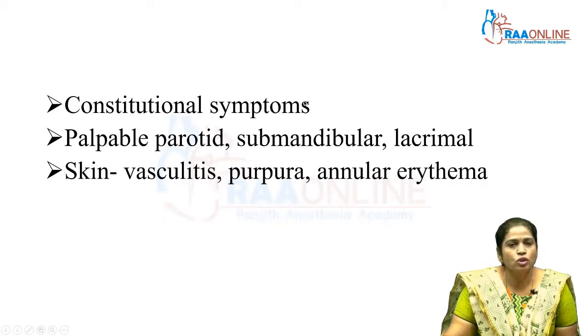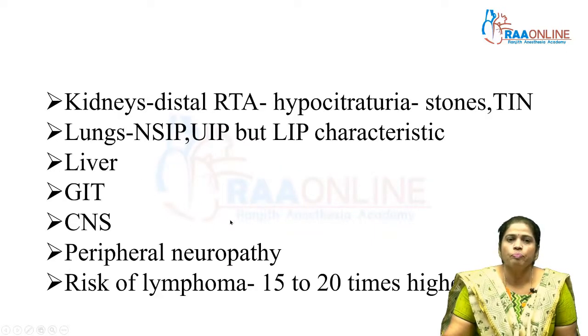They can have constitutional symptoms like fever in addition to fatigue. There may be a palpable parotid gland, submandibular gland or lacrimal gland. The skin can show vasculitis, purpura or annular erythema. If there is vasculitis and purpura, it indicates a worse prognosis. The kidney involvement is a distinct one.